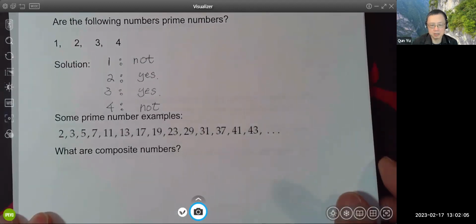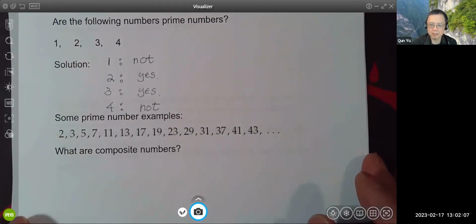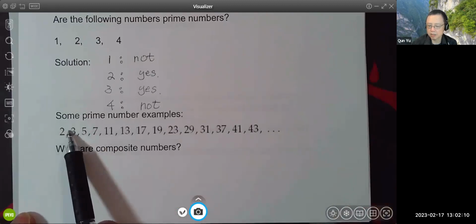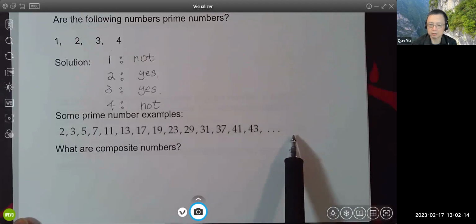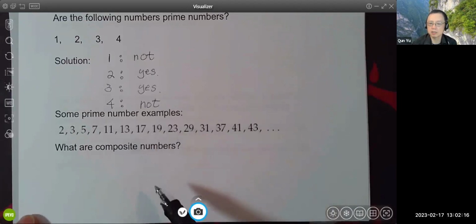Here is a list of some prime numbers. If you look at all of these numbers, and there are many, many more, countless actually, each one of these can only be divided by 1 and itself evenly. That's why they are called prime numbers.